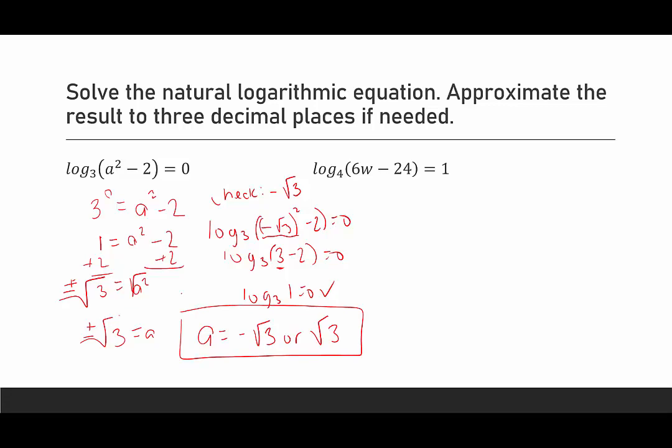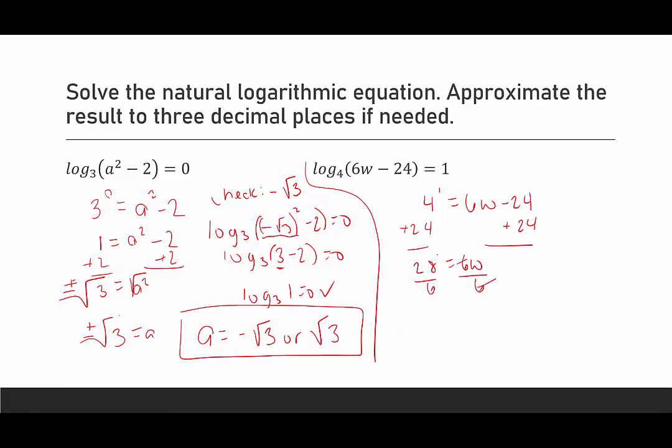In the next example, and perhaps the final, yes, in the final example, again, we're good to go in terms of there's only one single logarithm, so we can put it right in exponential form. This would be written as 4 to the 1 equals 6w minus 24. And now this is a nice linear equation. So with linear equations, we want to move everything away from the variable. We'll start by adding 24 to both sides. This gives us 28 equals 6w. Now to get w by itself, we'll divide both sides by 6.